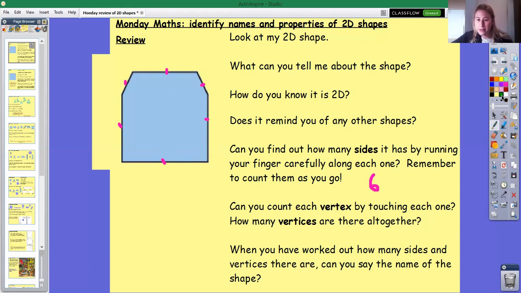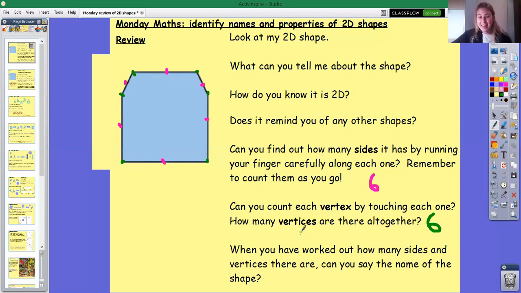It says, can you count each vertex by touching each one? So a vertex is a corner. Or you might say, how many vertices are there? That's like saying how many corners are there. So let me count the corners, and I might do that with a colour as well. If I start here, 1, 2, 3, 4, 5, 6. And I don't count the next one because I already counted that one. So there are 6 vertices.